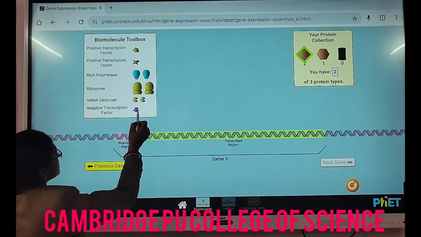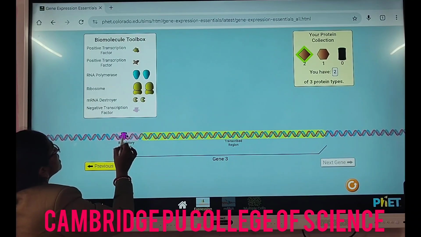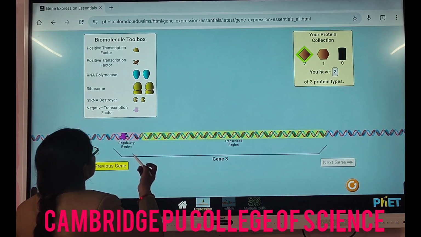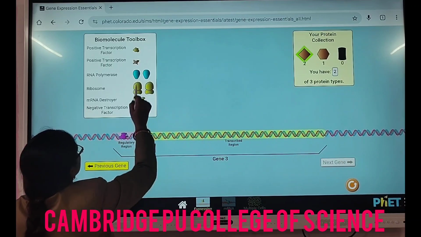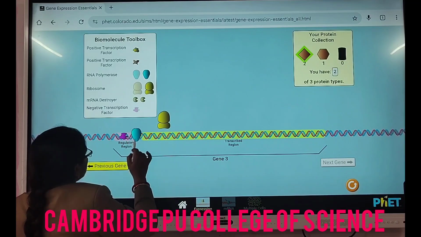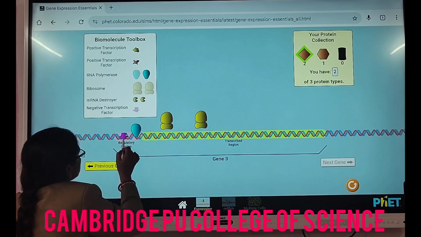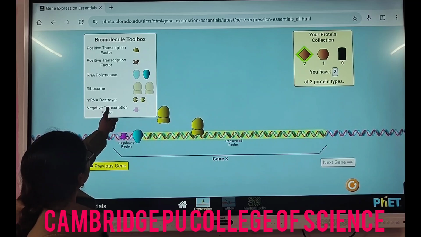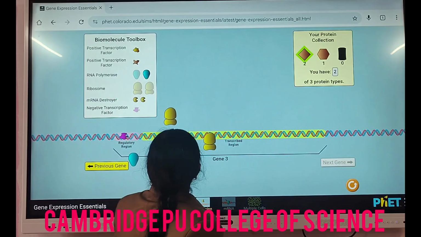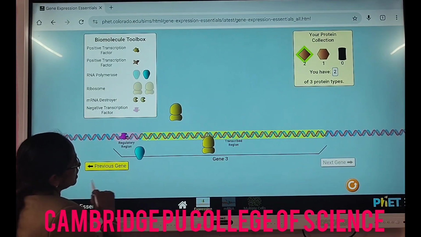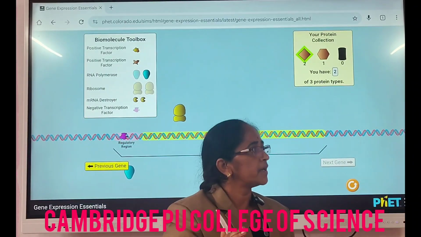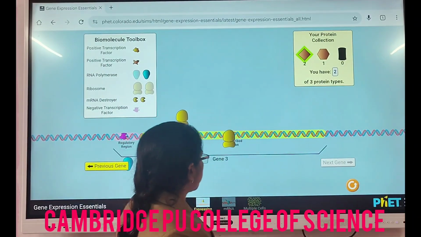Now you can see there is a negative transcription factor. Since regulatory means what? Either it may be on the positive side or on the negative side. Let us see what may happen if it is a negative transcription factor. Now this has come. See, the transcription is not going on here. Why not? Because the negative transcription factor has come in the regulatory region, so it is not allowing the gene expression. So by this video, we can see how gene expression takes place by replication, transcription and translation.